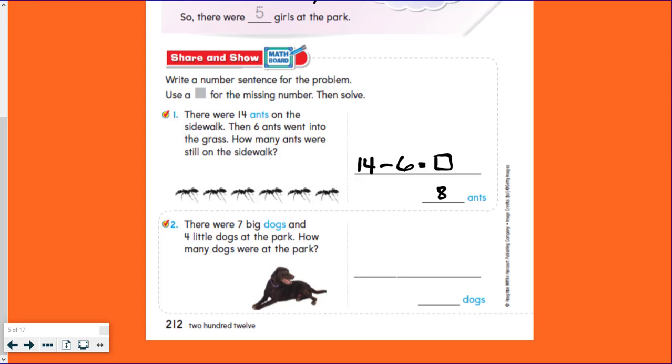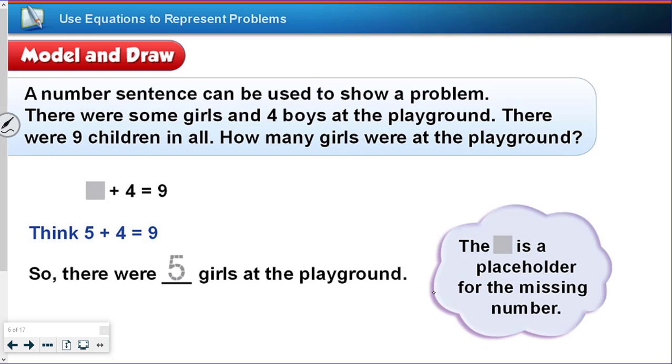All right, so here's what I came up with. There's 7 big dogs, right? Plus 4 little dogs, because they said there were 7 big dogs and 4 little dogs at the park. And we're finding how many dogs were at the park, so that's equals. So the missing number is how many were at the park. So we're going to put a square. So 7 plus 4 equals 11. So there were 11 dogs at the park. Let's go to our next page.